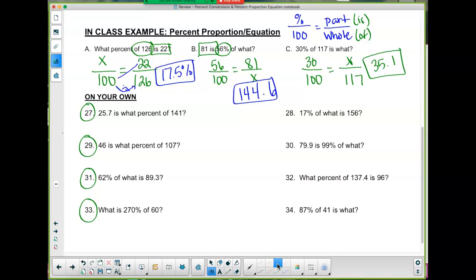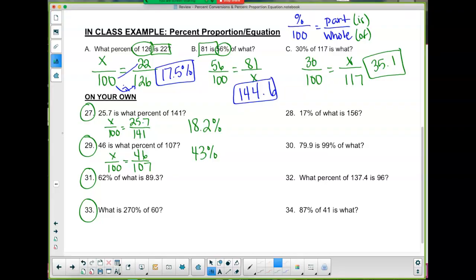Rounding to the nearest 10th. What did you get for number 27? Ariana, what did you get? 18.2%. I agree. Okay, you should have had x over 100, 25.7 over 141, and then solving that. Okay, number 29. Tyler, go ahead. 29 is 43%. X over 100, 46 over 107.